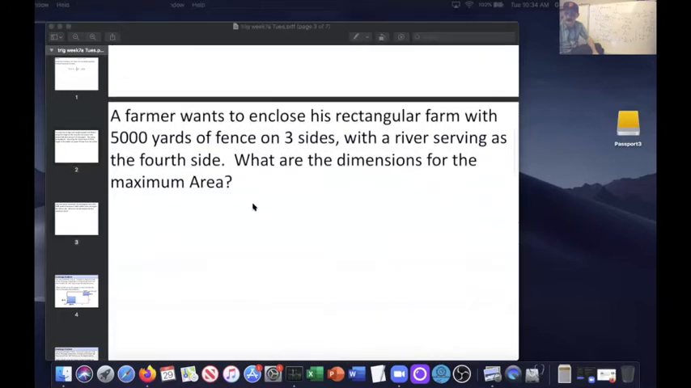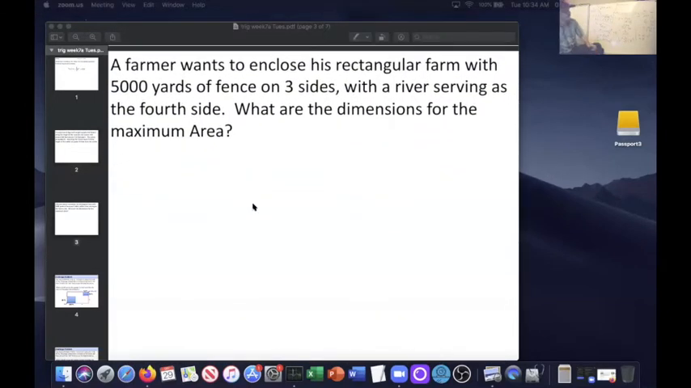Okay, now here's another type of problem. And what we're looking at here involves using some math for the farmer who is going to fence in his property with a river as one of the boundaries. And so there's a restriction, and that is there's only 5,000 yards of fence.